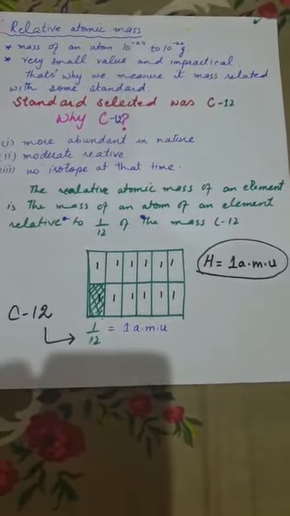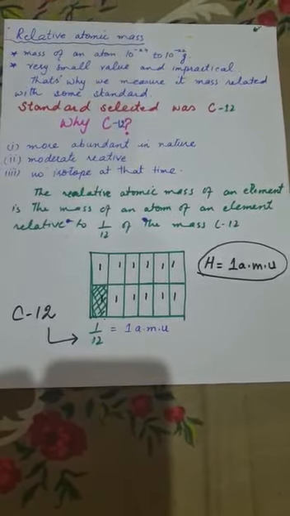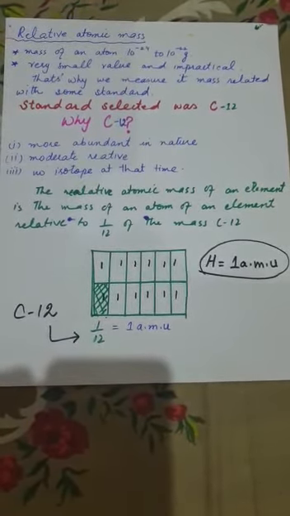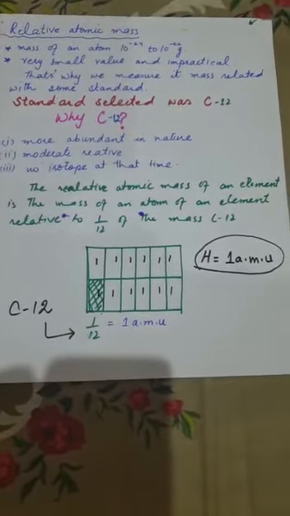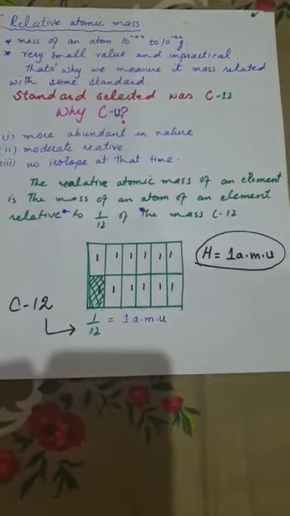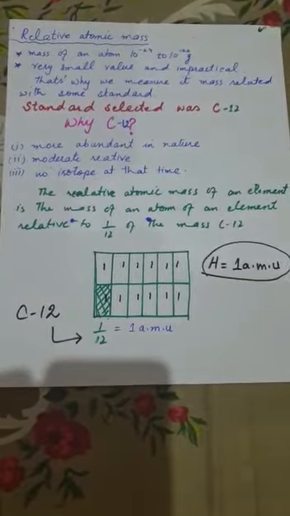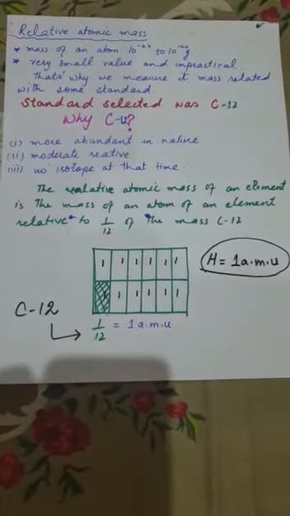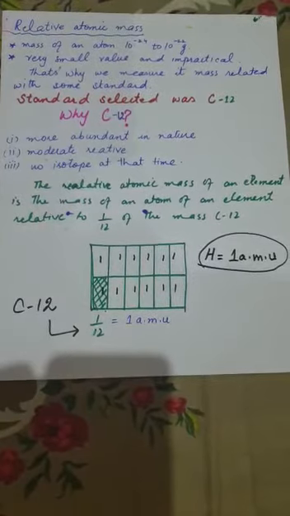So the relative atomic mass of an element is the mass of an atom of an element relative to 1/12 of carbon 12. So we compare all the atomic masses of atoms of elements with the 1/12 part of carbon 12. So this is all about the relative atomic mass. That's all for today. Thank you.